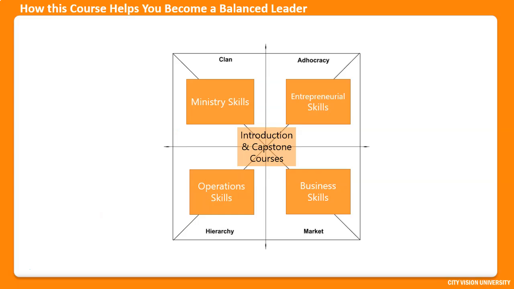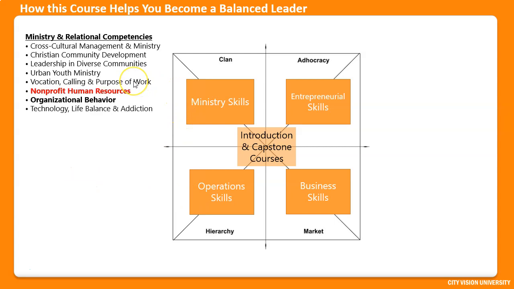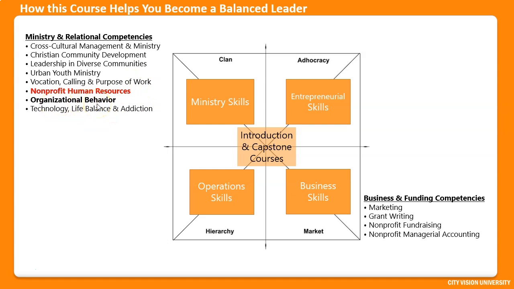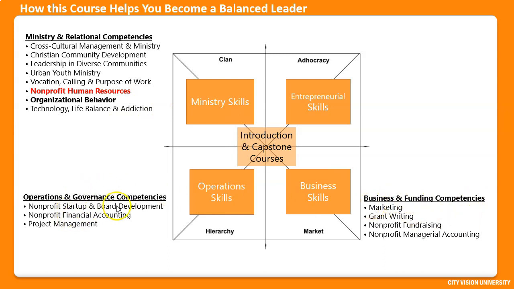So how this course helps you become a balanced leader and manager, we often say that there's this framework we have of competencies. You have business skills, ministry skills. Those are often in tension with each other. You have entrepreneurial skills and operations skills. So all of our courses map to these domains. So nonprofit human resources is primarily, in my perspective, in the ministry and relational competencies. It's actually closely related to organizational behavior. And then there's business and funding competencies. There's operational and governance competencies. And then there's innovation competencies.